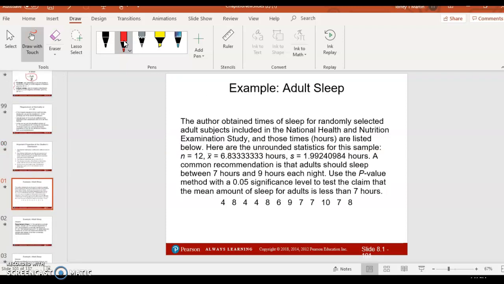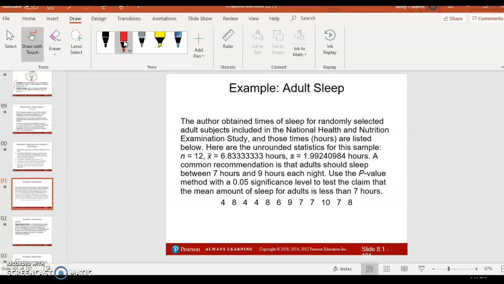So I have two examples for this video, and then I have another example where we're only given the sample size and the test statistic, and we'll see whether we fail to reject or reject the null. That'll be coming up, but this is just the first example.